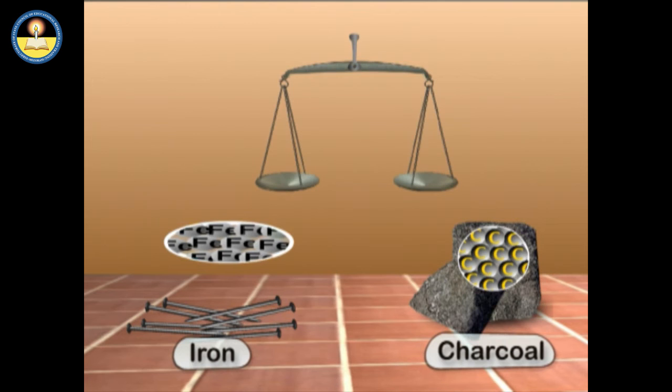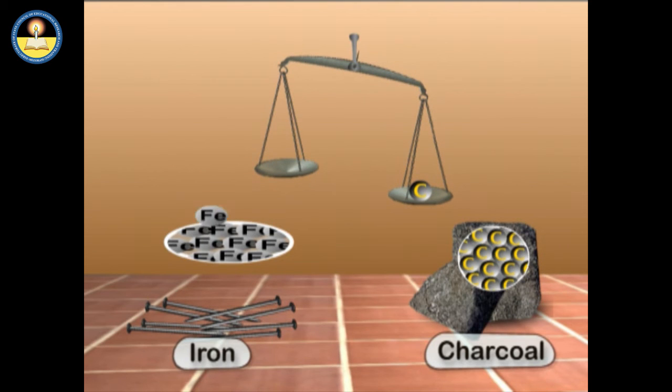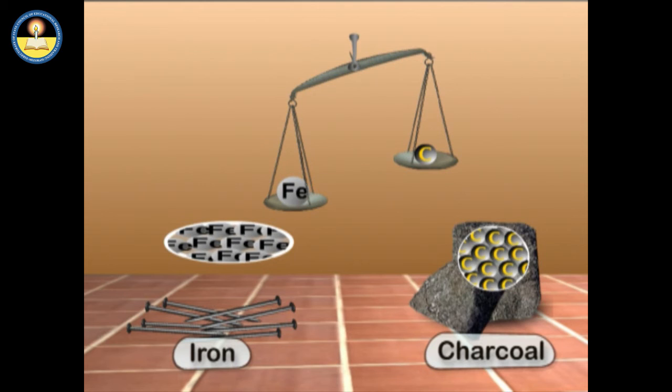If we compare the masses of carbon atoms present in charcoal and iron atoms present in an iron piece with the help of a beam balance, we find both atoms have different atomic masses. In this case, we see that the beam is not balanced.